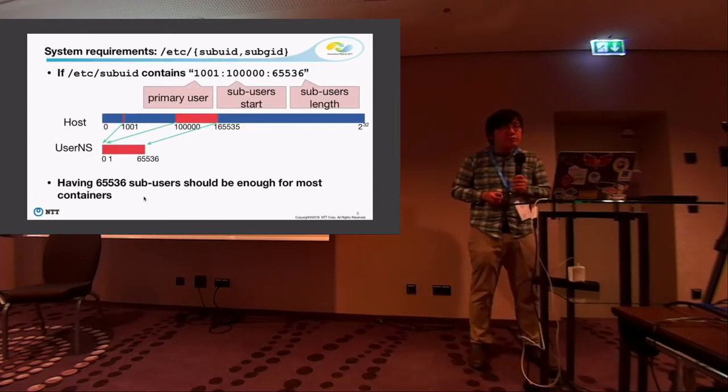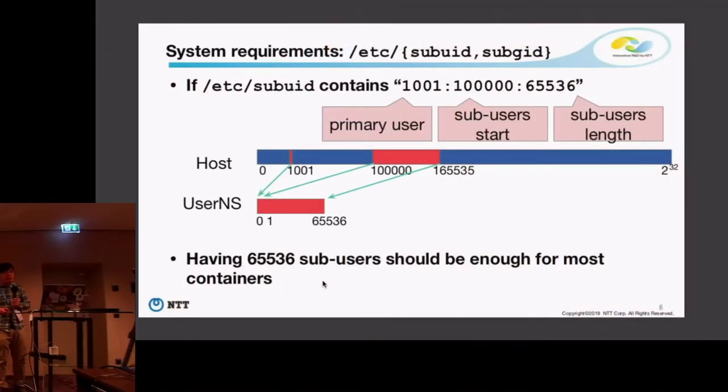And to use user namespaces, you need to configure the files called /etc/subuid and /etc/subgid. The file has three fields like this: the UID of the user, the first UID of the sub-users, and the number of sub-users. Sub-users are a concept of putting user accounts into a user account, so you can be another user while you are being a user.